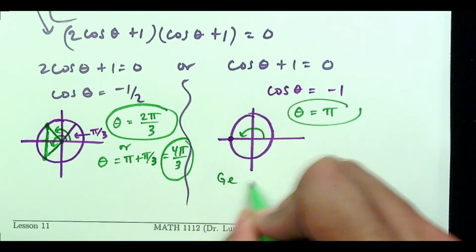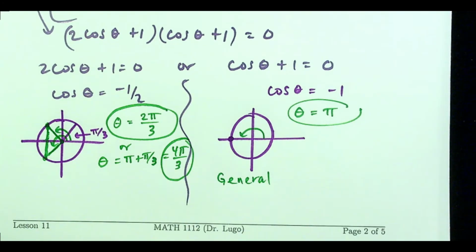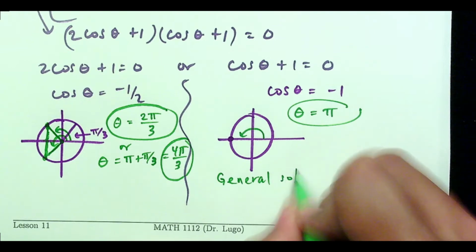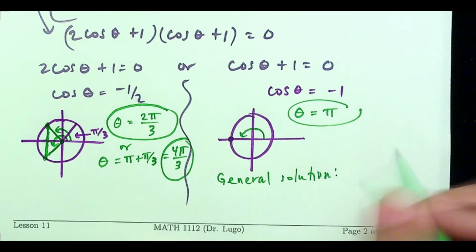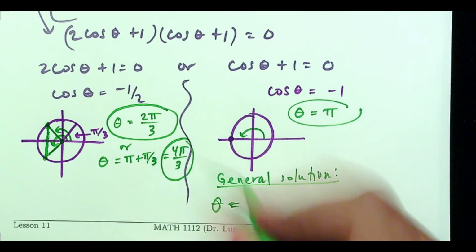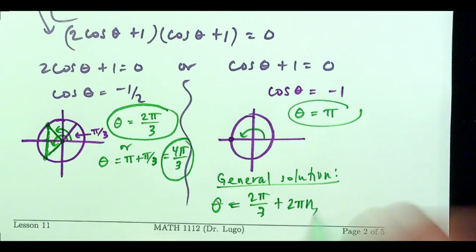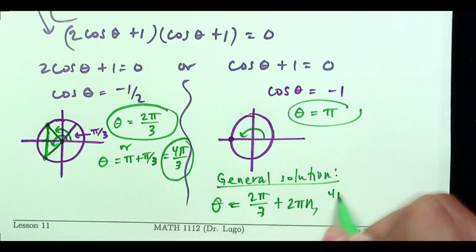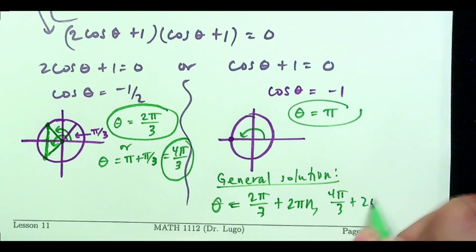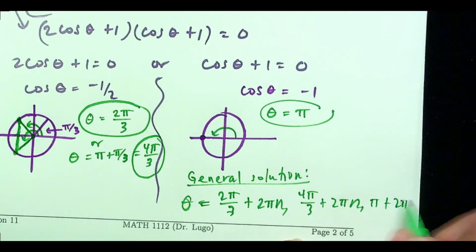In that case, it's the same as that. The only difference is that you add the periodicity part, which is 2 pi n. Right, all the answers would be theta equals 2 pi over 3 plus 2 pi n, 4 pi over 3 plus 2 pi n, and lastly pi plus 2 pi n.